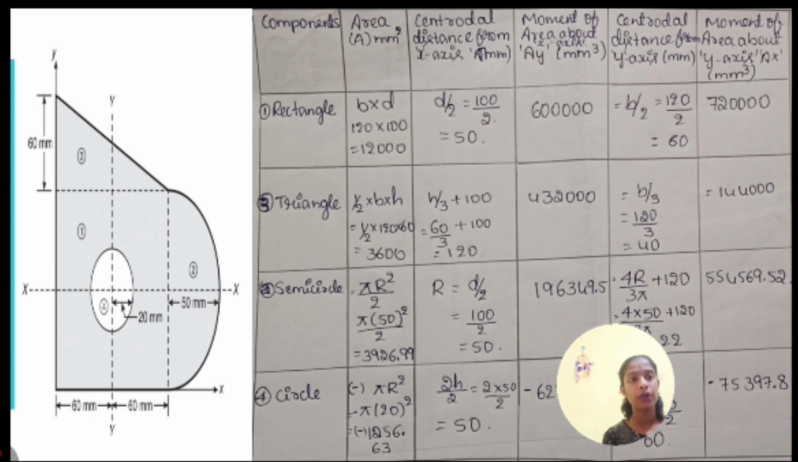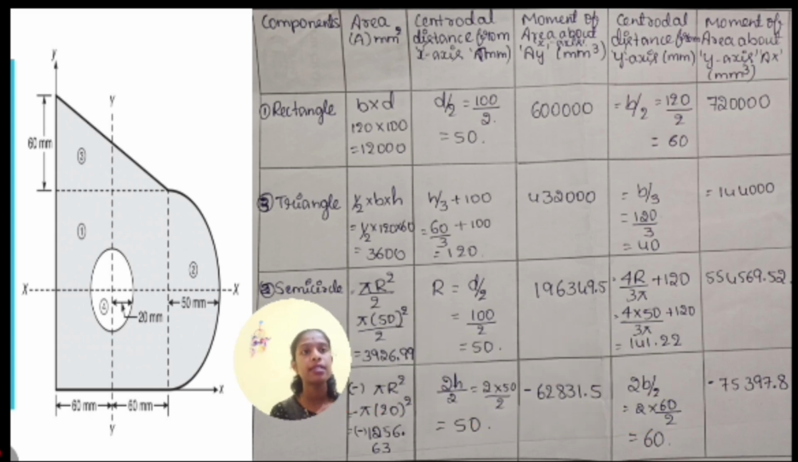And for a circle, the area formula is pi r square. For the circle we have to take a negative sign because we are subtracting the circle from the figure, so we take negative pi into 20 whole square. We get a negative 1256.63. And next we have to calculate the centroidal distance.